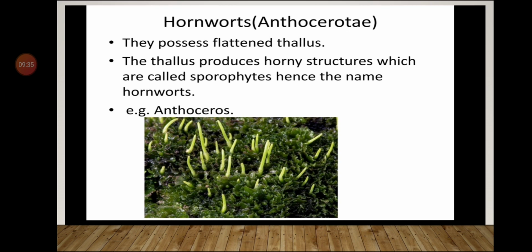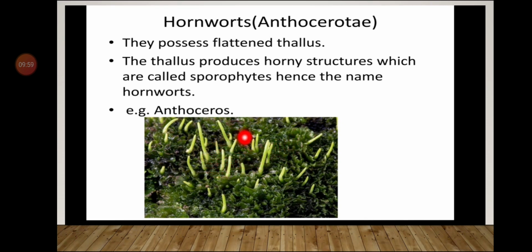The thallus produces horny structures. Horny structures means horn-like structures. You all know horns, okay? So, horn-like structures. You can observe here in this diagram, sharp horns are there. These horn-like structures are called sporophytes.